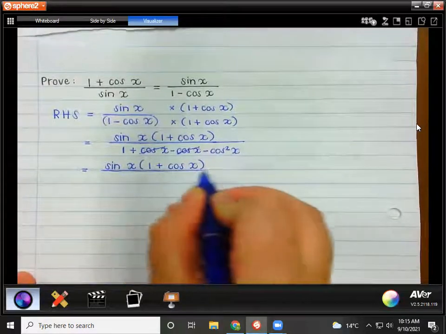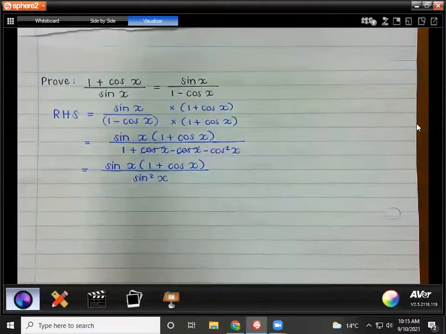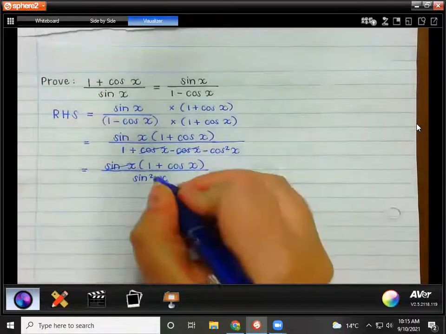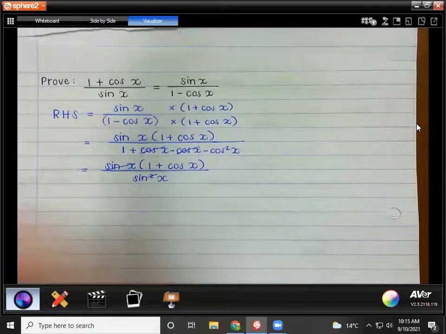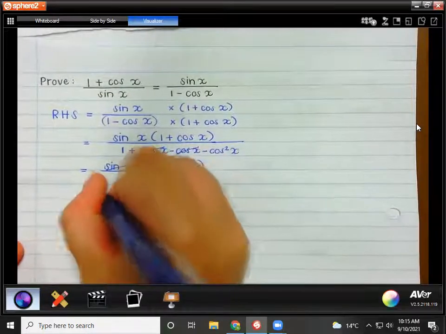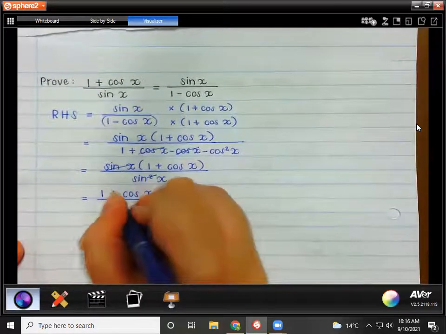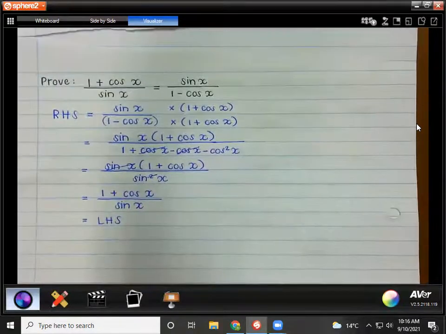So that is now over sine squared x, because we have 1 minus cos squared x, which is sine squared x. And now, guys, I can cancel the sine x that I have in my numerator with one of the sine x's that I have in my denominator. I have sine squared x, which is the same as sine x times sine x, right? So you're canceling the one at the top with one of the sine x's at the bottom, and you are left with 1 plus cos x over sine x, which is what we have on the left hand side.